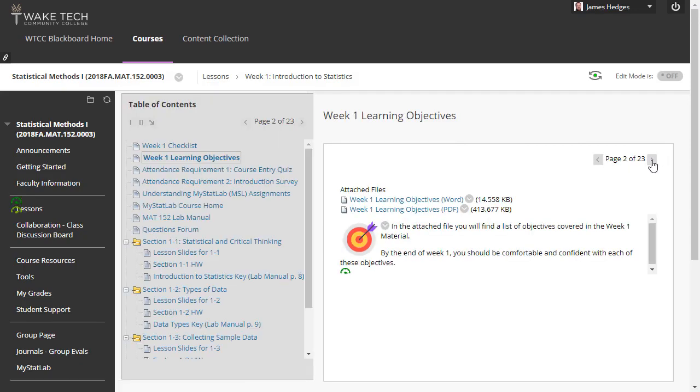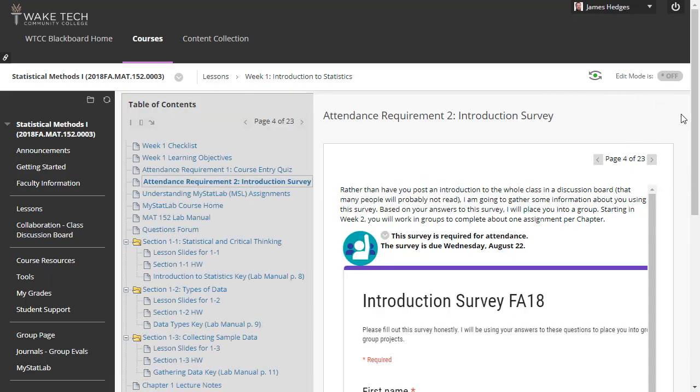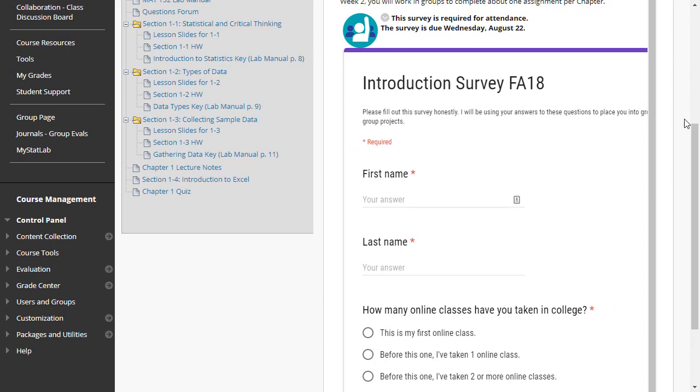The second item is always the learning objectives for that week. I always list the attendance requirements, usually 2 per week, as separate items that students can get to one at a time. In the first week, it's the course entry quiz and then an introduction survey, which I have students fill out to help me put them into groups.